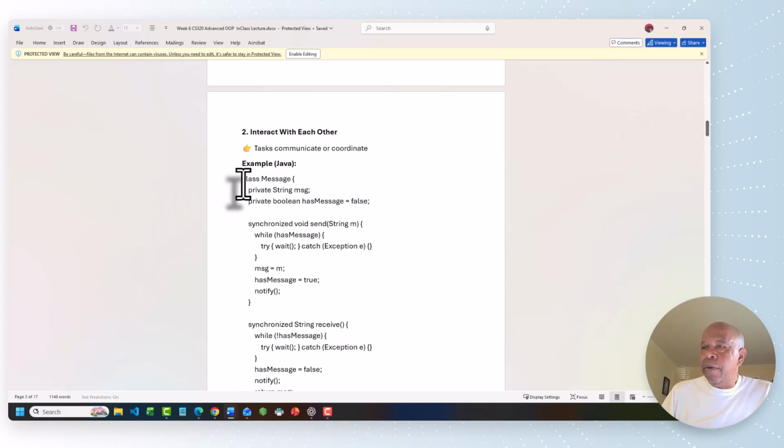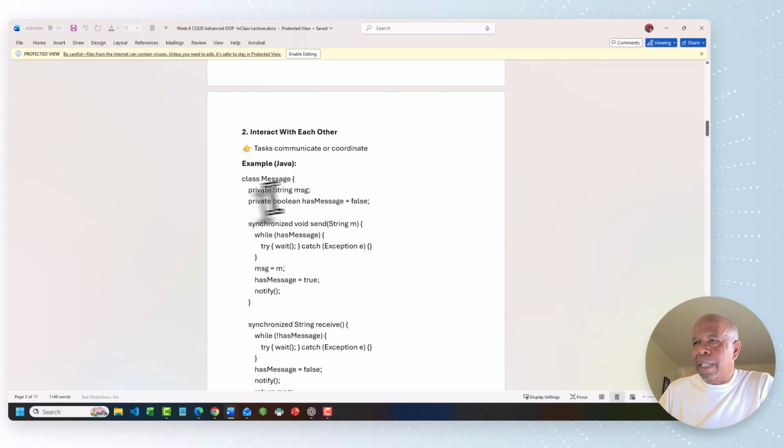Interacting with each other: tasks communicate or coordinate. Here's a particular situation where I have a message. A message is put into a mailbox. I have a receiver that gets that information from the mailbox. So I have to synchronize this. I don't want to go to the mailbox if I know there's nothing there, or if I go to the mailbox and there is nothing there, or I'm sending stuff to the mailbox. I thought I had sent it, but I didn't send it in coordination with the receiver.